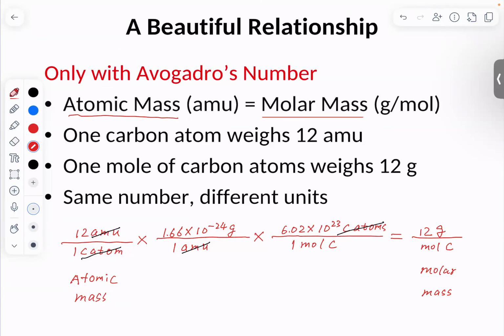In the next video, we're going to learn how to use the mole or Avogadro's number in the chemical calculations.